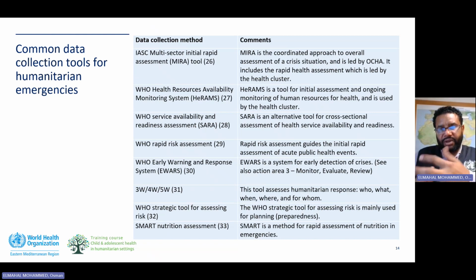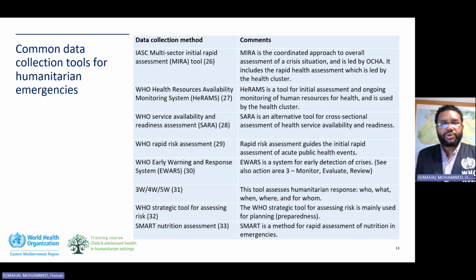There is a second one, which was mentioned previously, which is the HeRAMS, which is WHO specific, and it's a tool for initial assessment and ongoing monitoring of health resources, and it is used by the health cluster also to tell us what the service availability is in the area after the emergency. There is also another tool called SARA, which is the WHO Service Availability and Readiness Assessment. It is more robust compared to HeRAMS. It's quite intensive to collect the data, but it is cross-sectional. It gives you just a snapshot of what is happening. So it is a kind of survey that you do to identify what services are available. But if you compare it to HeRAMS, that is more like a surveillance kind of approach. But it provides quick and dirty data. But SARA has more detailed data, cross-sectional, but it is just a snapshot.